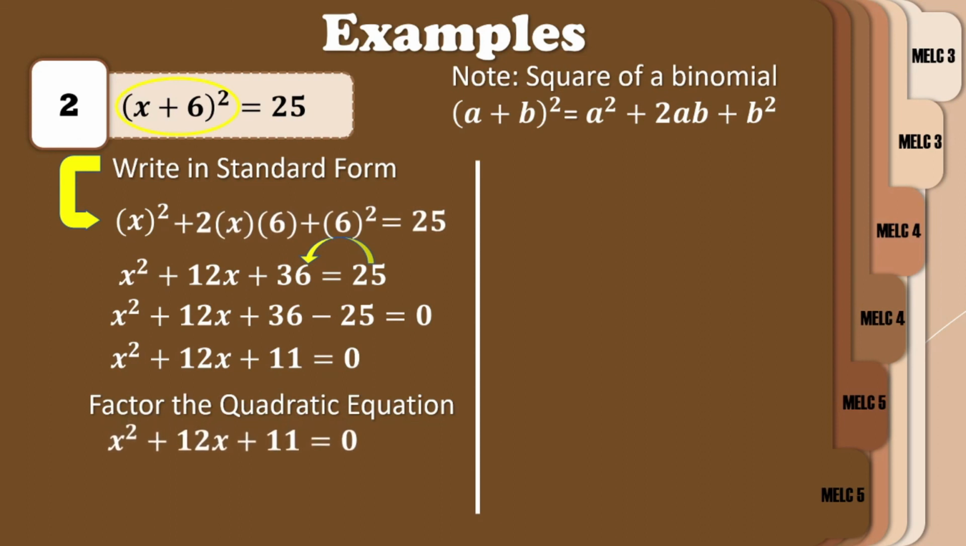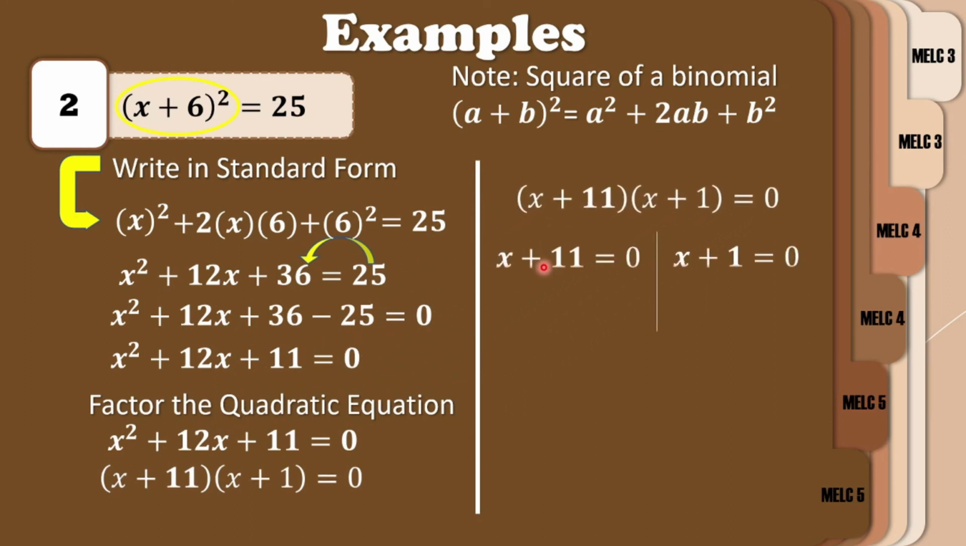Okay. So, mag-isip tayo ng dalawang number na kapag pinag-multiply lalabas sa 11, and kapag pinag-add, that is mag-result to 12. That is 11 and 1. So let's check. 11 times 1, that is 11. 11 plus 1, that is 12. So this is the factor form of this quadratic equation. So paghiwalayin natin ito, we have x plus 11 is equal to 0, at sa kabila naman we have x plus 1 is equal to 0.